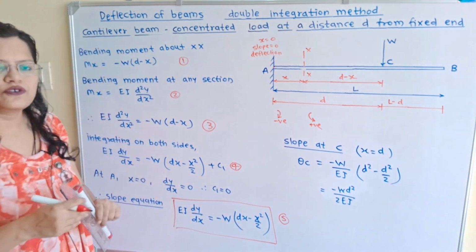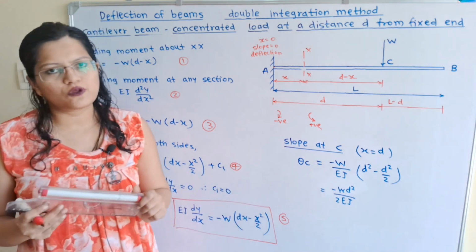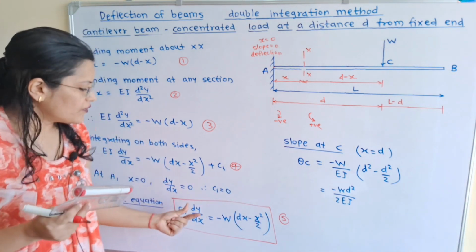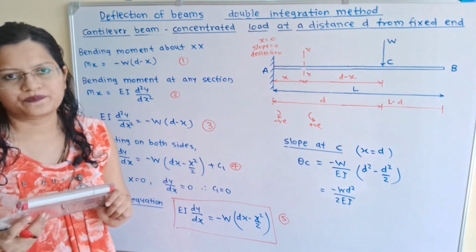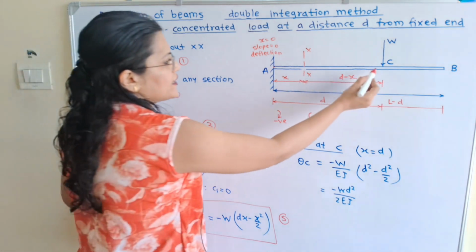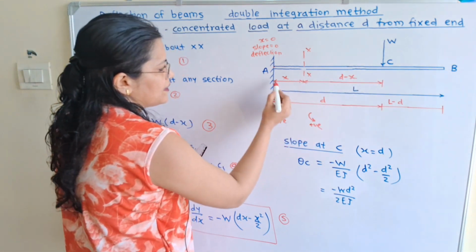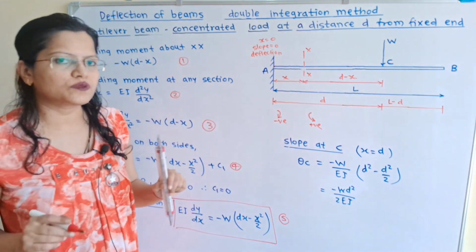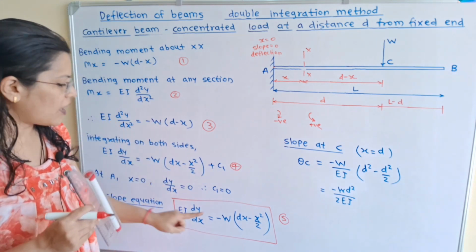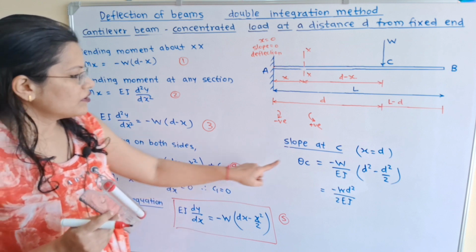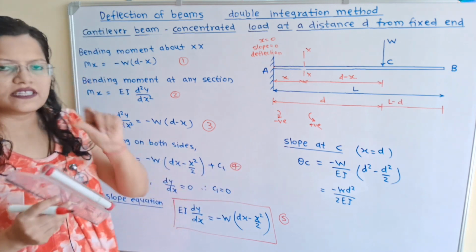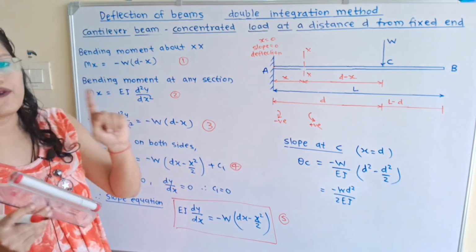So we can use this equation to find the slope at any point. Now we will use this equation to find the slope at point C. Point C is at distance d, that means x is equal to small d. So instead of x, we can put d. This dy by dx is nothing but the slope.